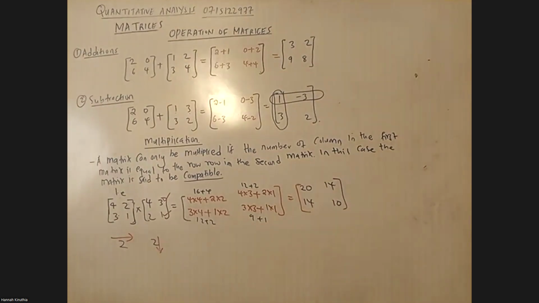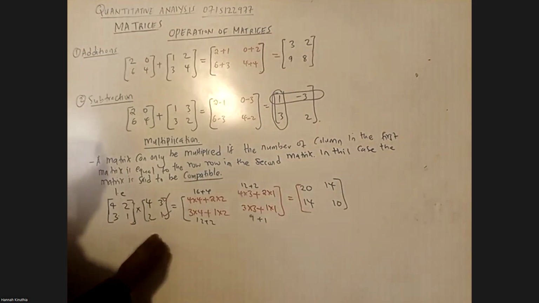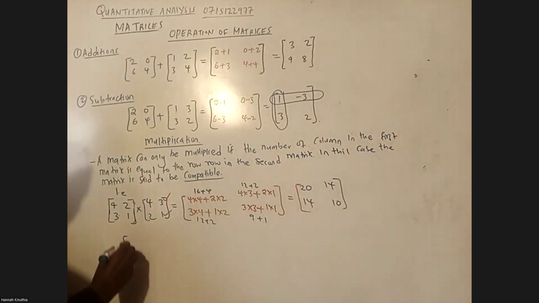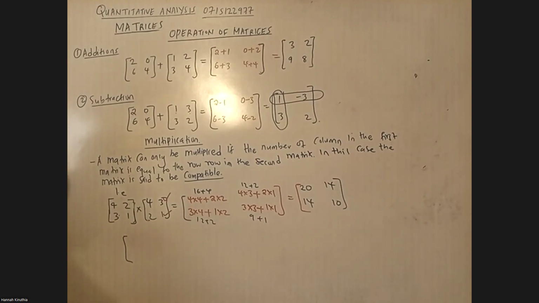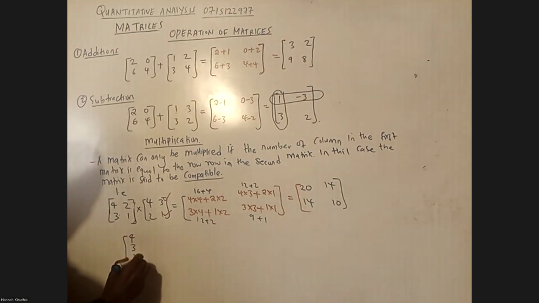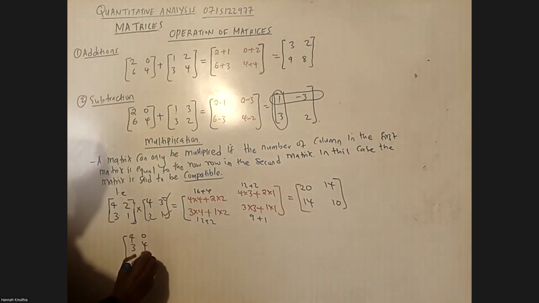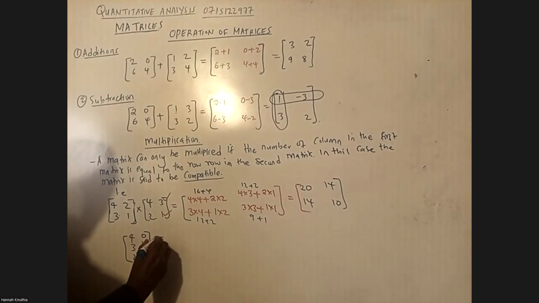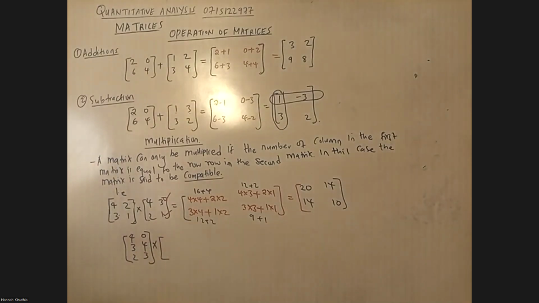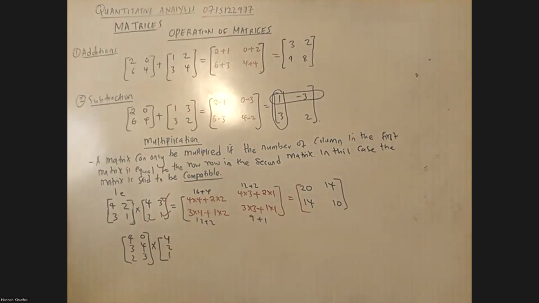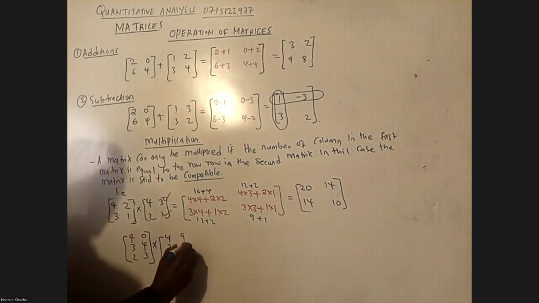Now, let me give you this one. Do for me another one. We have 432, 043, multiplied with 421, 9612.